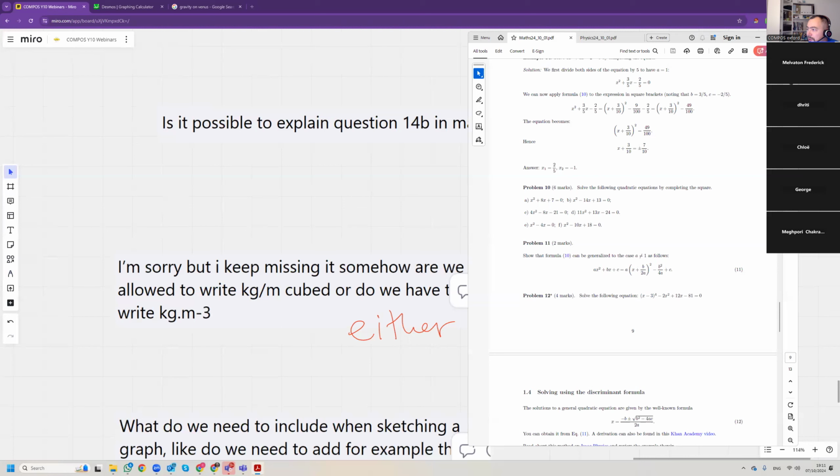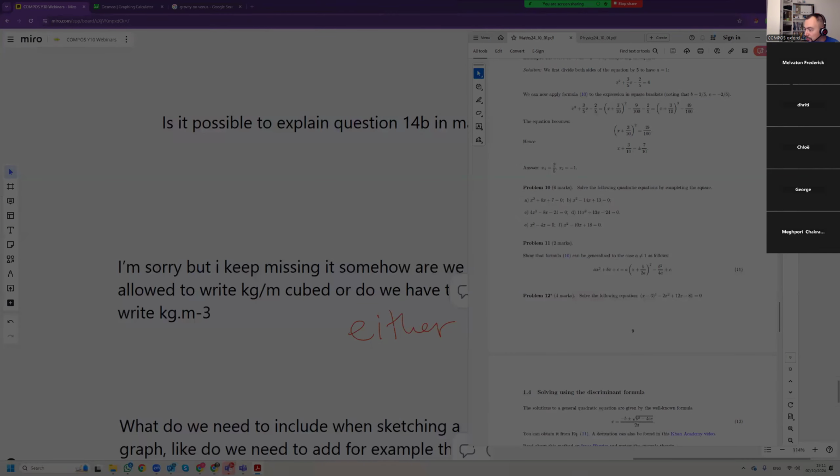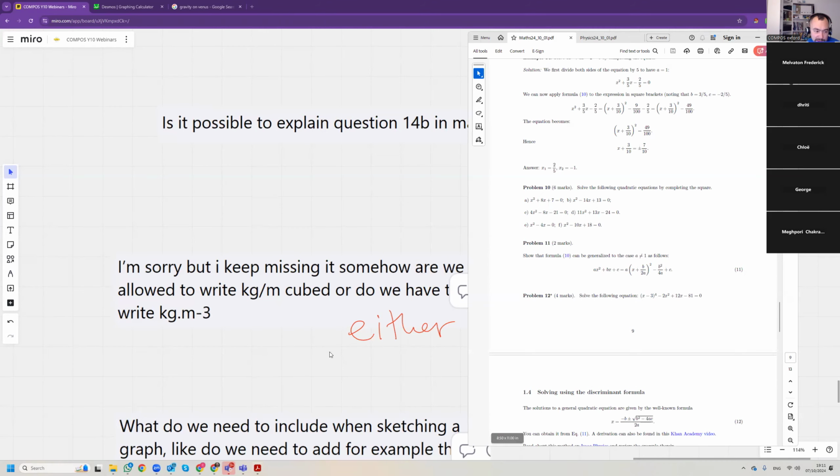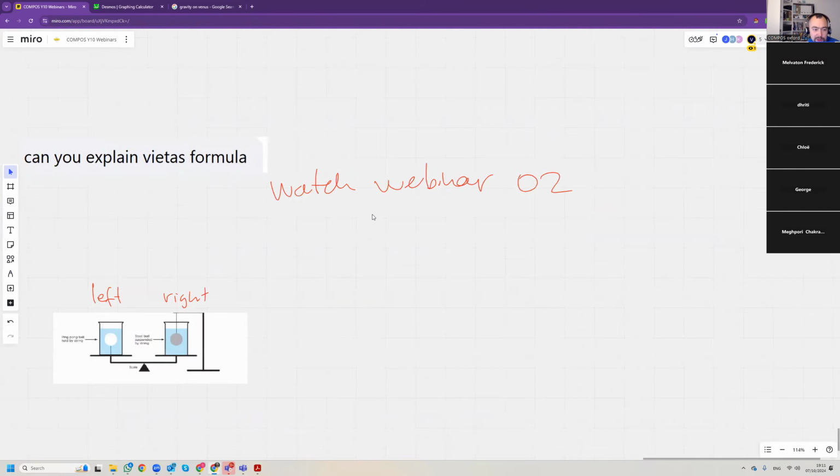For question 3, do we write the answer as a number of x and y? Okay, yes. Will we be able to manage the schoolwork alongside Compos? That's a good question. We expect you to do 3 to 5 hours a week. So you are the judge.